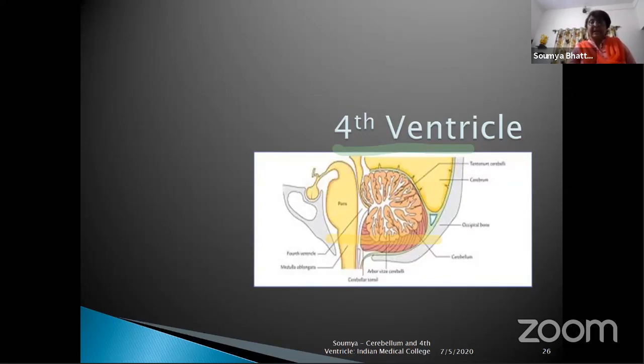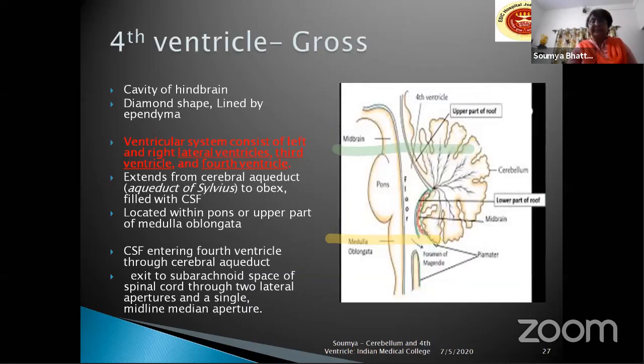Now coming to the fourth ventricle. Where is the fourth ventricle located? Between the brainstem and the cerebellum. The fourth ventricle is, as usual, a cavity of the hindbrain. It's a diamond-shaped structure. It's a part of the ventricular system, the third ventricle, the fourth ventricle, and the lateral ventricles. So it extends from the cerebral aqueduct up to the obex. We will see what is obex. Therefore, CSF enters the fourth ventricle through the cerebral aqueduct and goes out through the central canal of the spinal cord.